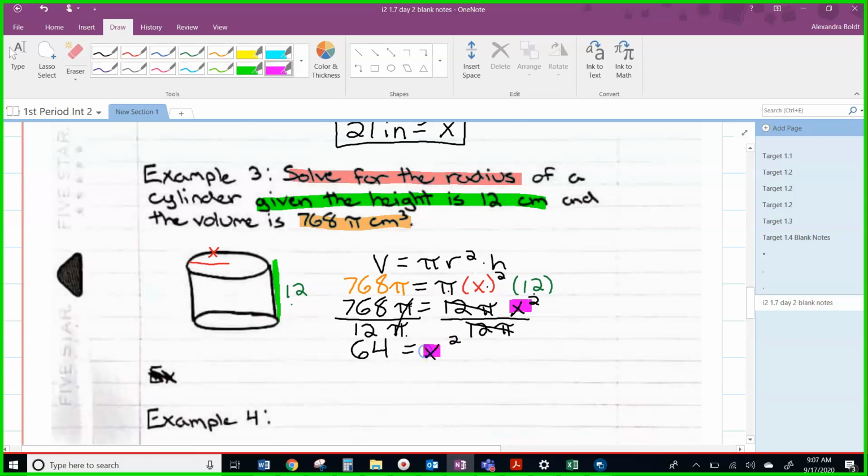So I'm still solving for x. I'm not quite done yet because I want x equals, not x squared equals. So I need to do the opposite of squaring. The opposite of squaring something is taking the square root. So I'm going to take the square root of 64. And I'm going to take the square root of x squared.